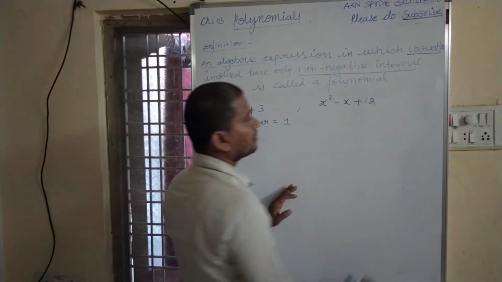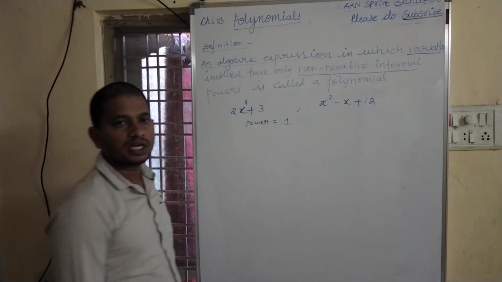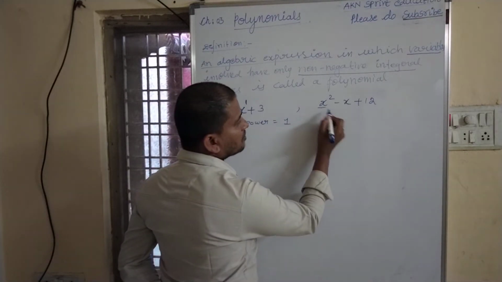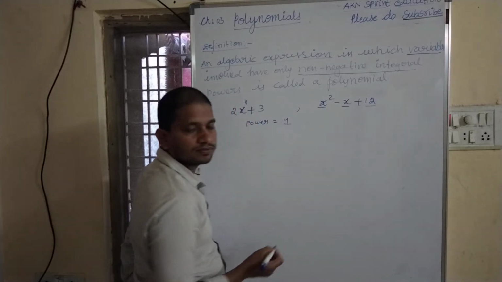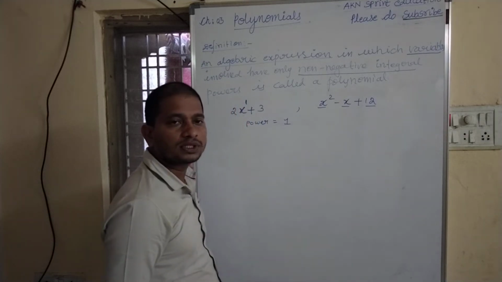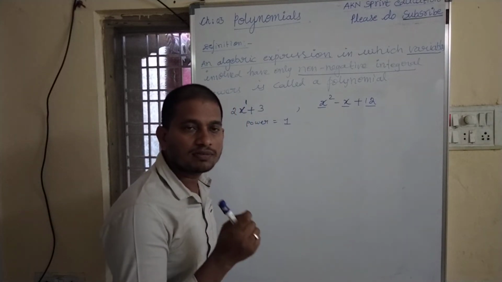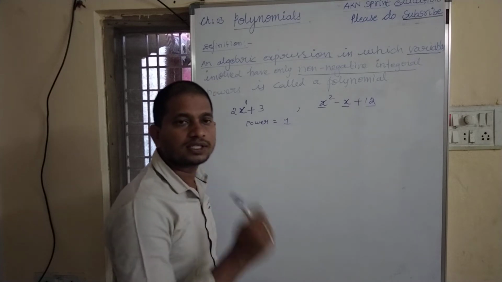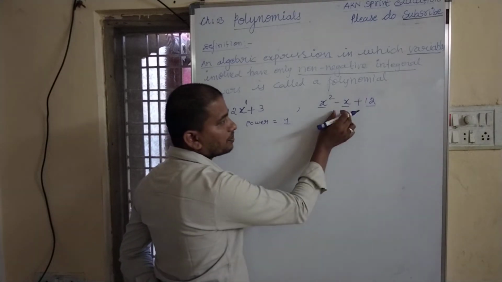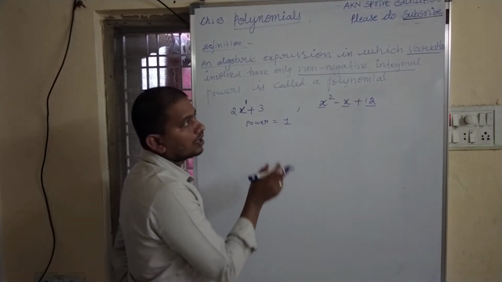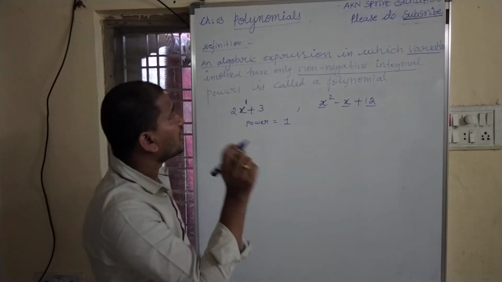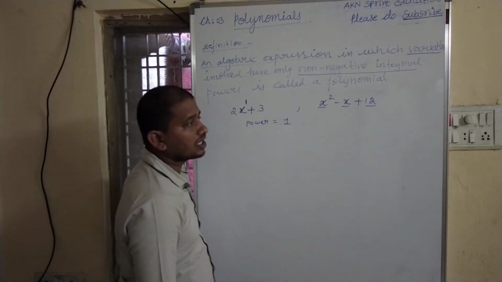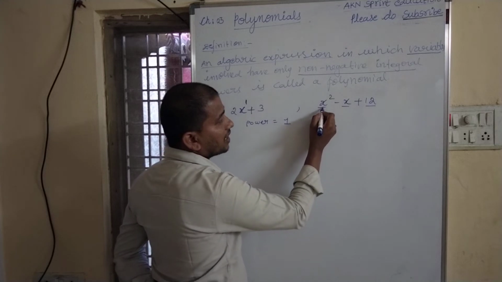Yes, of course it is an expression, because here we have a total of 3 terms: 1, 2, 3. When two or more terms are connected by the symbol either plus or minus, yes, it is an expression. An algebraic expression in which variables are involved. What are the variables involved here? The variable is x only.